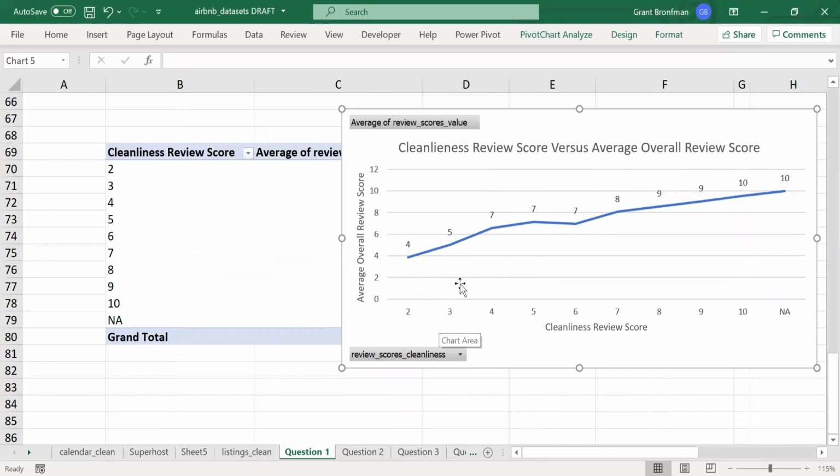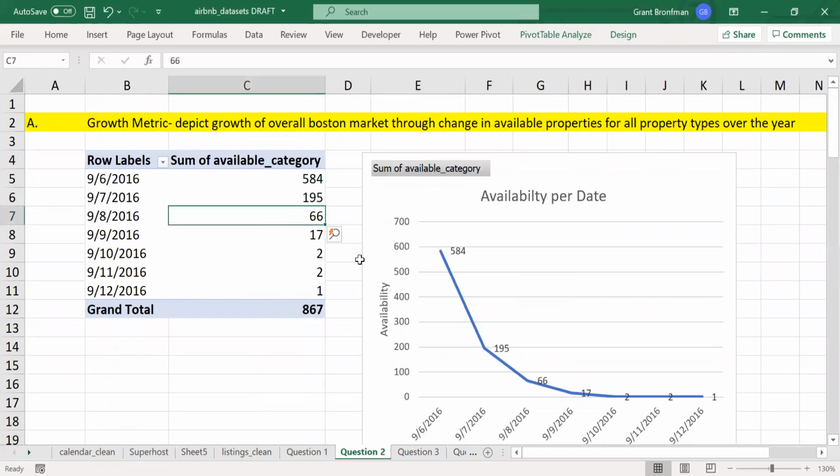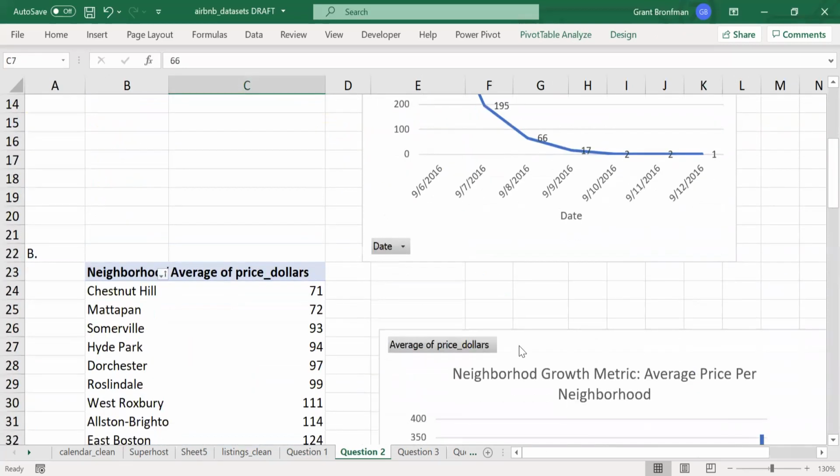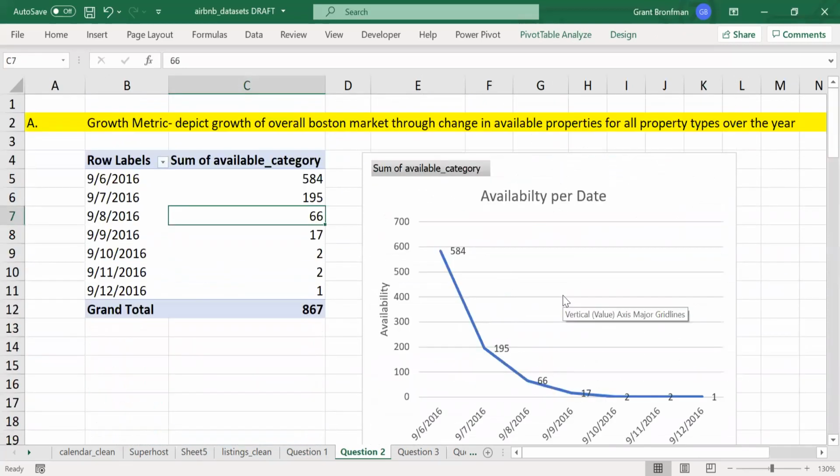Cleanliness and review score, they go hand in hand. They are a completely positive relationship. The cleaner the apartment, the higher the overall review score. Simple enough.